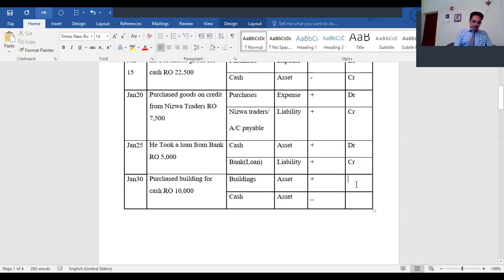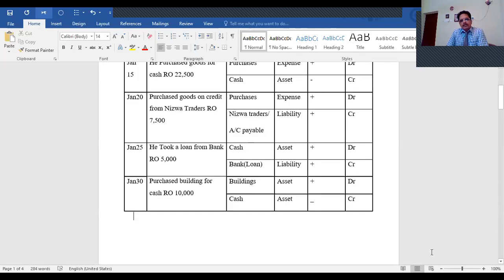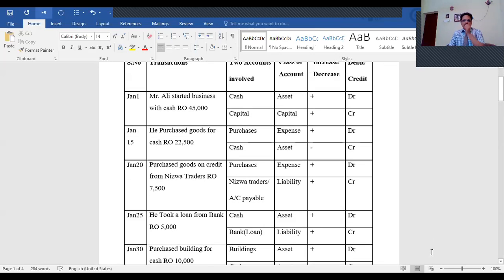So asset increase means, the rule: asset or expense increase means debit, and asset or expense decrease means credit. So from these few entries, this is the basic rule we applied. Which rule is it? It is the modern or American approach. This approach is very, very important in accounting. We are just starting with a few transactions, and we'll make more and more transactions. You will understand more.